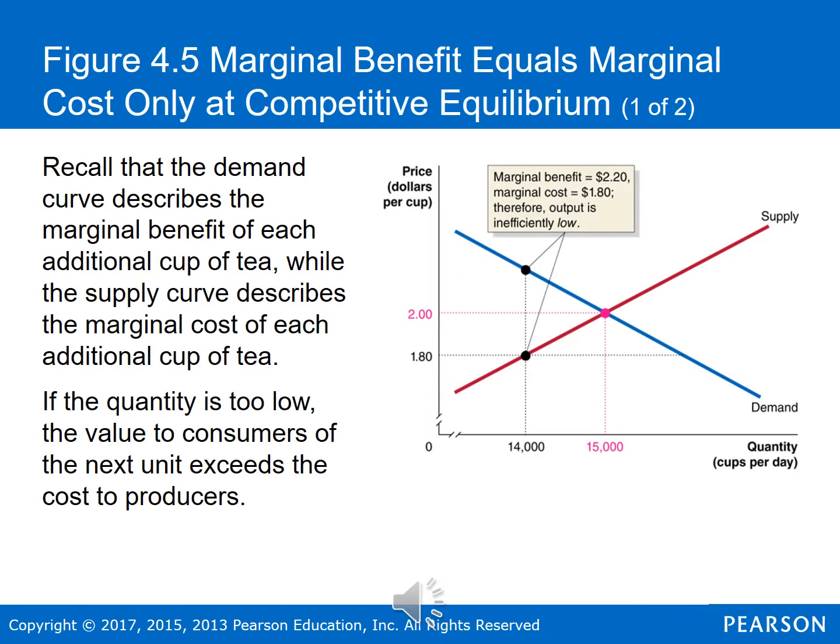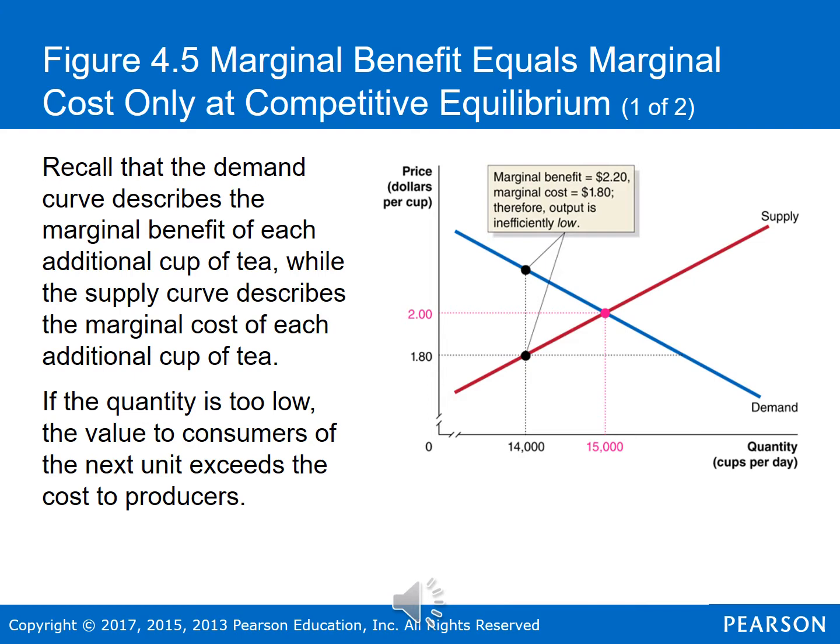So first, we'll look at a competitive market equilibrium, how the marginal benefit equals the marginal cost, and how marginal benefit only equals marginal cost at the competitive market equilibrium. Remember, a demand curve describes the marginal benefit of each additional unit that's purchased by consumers, whereas the supply curve represents the marginal cost of production for producers. Let's say in this market, still looking at the tea market, the equilibrium price is $2. And at the equilibrium price of $2, where the supply and the demand curves cross, the quantity traded will be 15,000 cups per day.